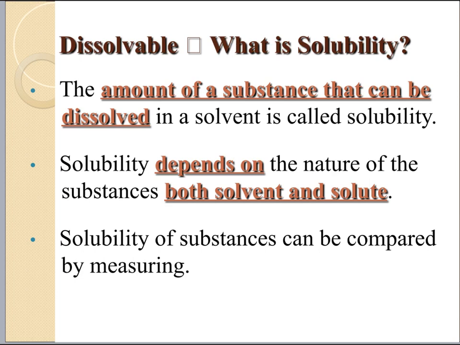What is solubility? The amount of a substance that can be dissolved in a solvent is called solubility. So some things are a little bit more soluble than others. A bucket of soil might not be quite as soluble in lemon juice as a bucket of water, right? Because they're similar. Solubility depends on the nature of the substance, both solvent and solute. Solubility of a substance can be compared by measuring. So how are we going to do that? We'll show you in a second.